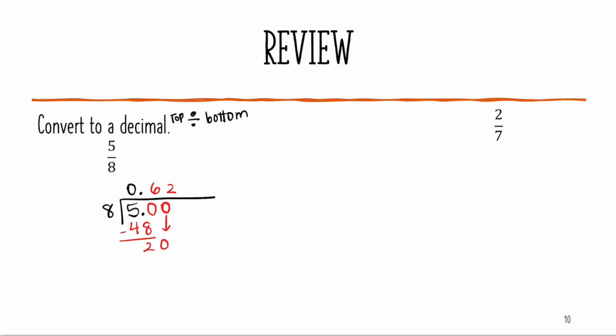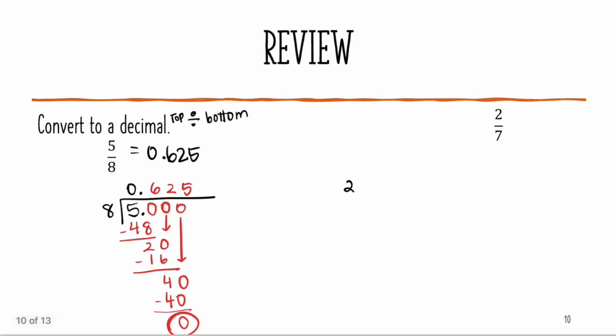8 goes into 20 twice, left over 4. I do it again. 8 goes into 40 exactly 5 times, and I'm left with a remainder of 0. That means this is the end of my fraction, or my decimal. So this would be 0.65. And if you were to do that in a calculator, you would have ended up with exactly the same thing.